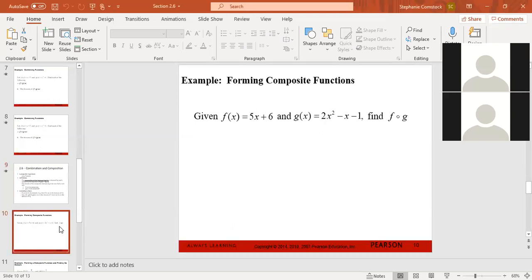So our first example is going to be this. I'm going to have f of x equals 5x plus 6. g of x is going to be equal to 2x squared minus x minus 1. And they want us to find f composed with g of x.